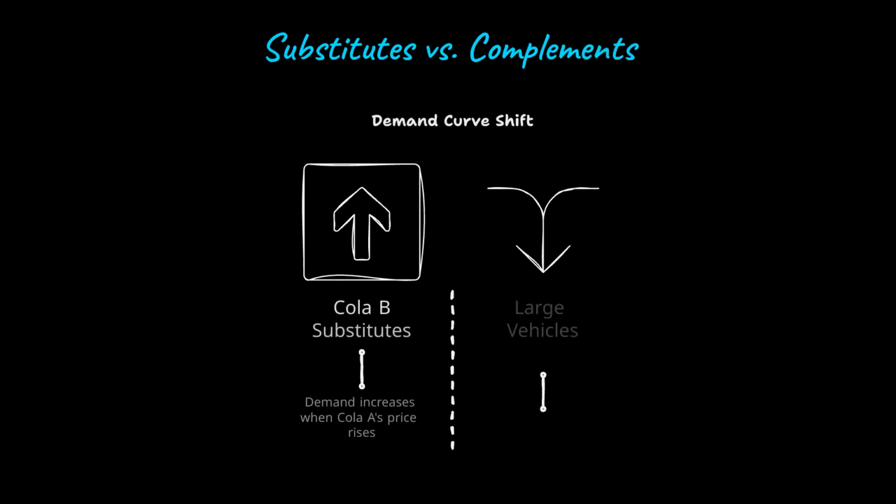Related goods shift demand through 2 mechanisms. Substitutes replace each other, so a price hike on one boosts demand for the other. Complements are used together, so a price hike on one drags demand for its partner downward.